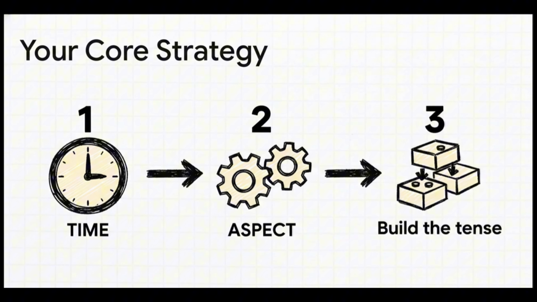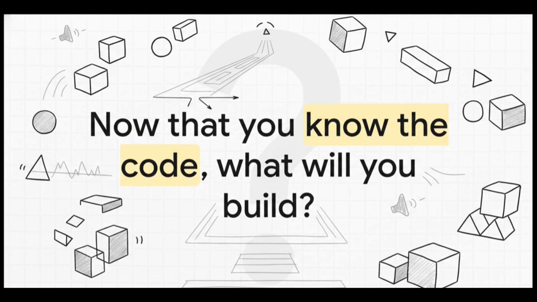So here's the bottom line. This is your new core strategy for choosing a tense, and it's just 3 simple steps. First, figure out the time. Is it past, present, or future? Second, choose the aspect that really captures the meaning you're going for. And third, you just build it. You're not guessing anymore. You're actually engineering your sentences with purpose. So forget the maze, forget the endless list. You now have the code. You've got the building blocks to express yourself more clearly, more precisely than ever before. So the only question left is, what are you going to build with it?